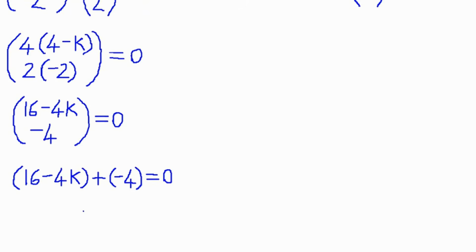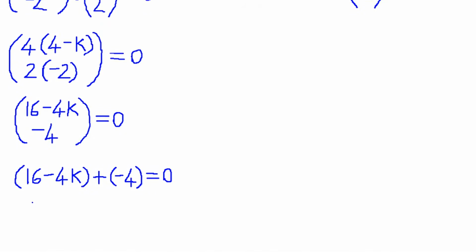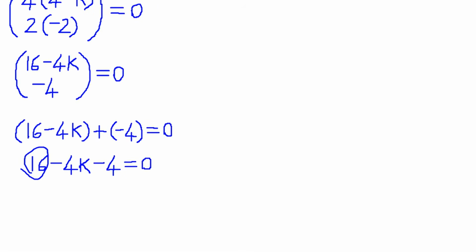And then what is the next thing? You're going to do the simplification. So you're going to say 16 minus 4k, and then you have plus open parenthesis -4 close parenthesis. So it is going to be like 16 minus 4k, and then when you consider positive times negative, it is going to give you negative. So it is going to be negative 4, and then that is equal to 0. And then you're going to say 16 minus 4, it is going to give you the value which is 12. So in such a case, it is going to be like -4k plus 12 is equal to 0.